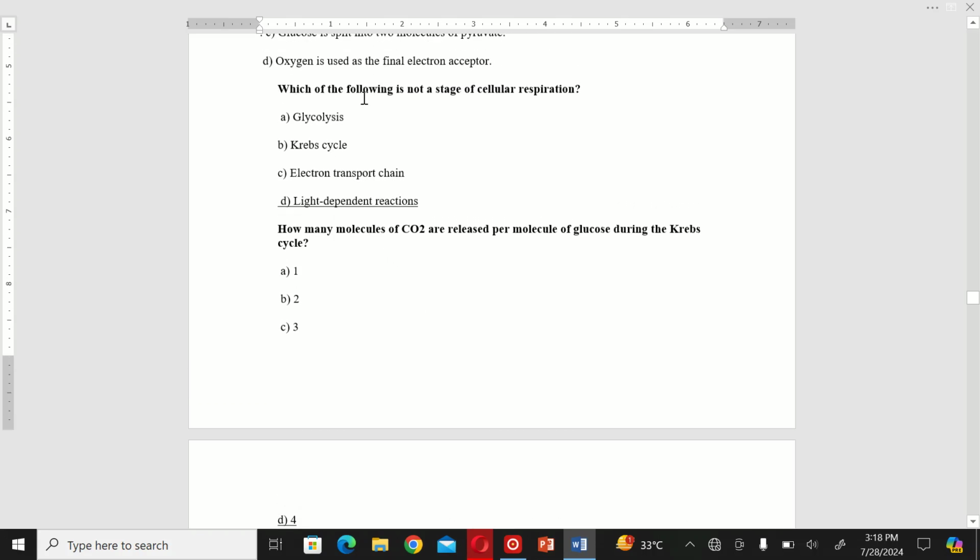The next MCQ: which of the following is not a stage of cellular respiration? A. Glycolysis, B. Krebs cycle, C. Electron transport chain, D. Light dependent reaction. So the correct option is light dependent reaction.